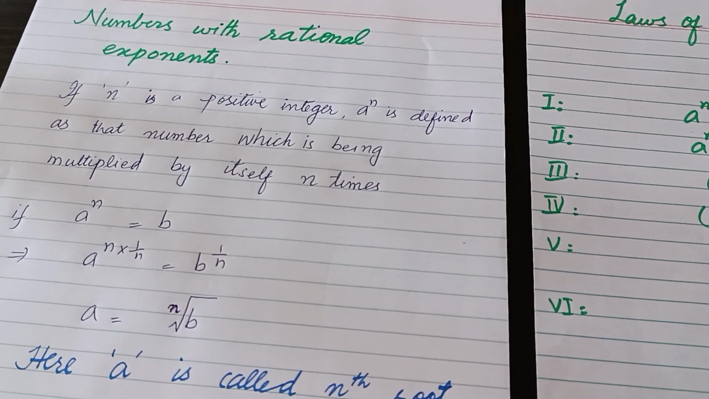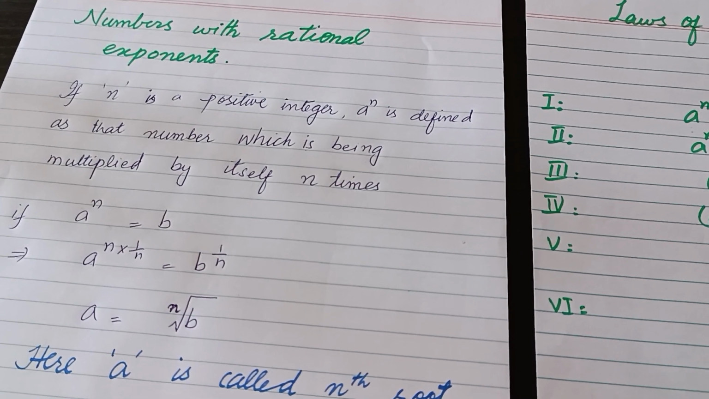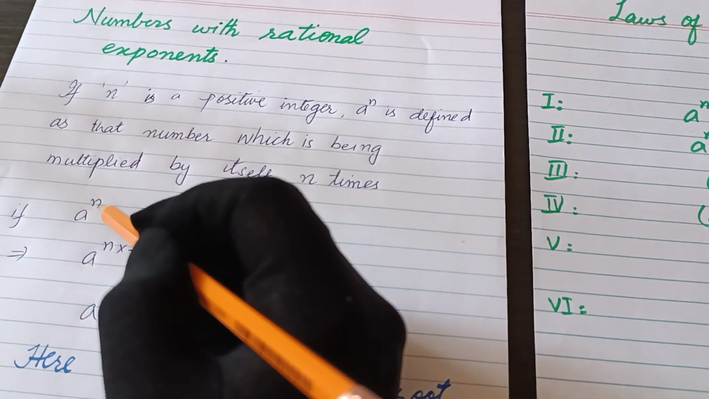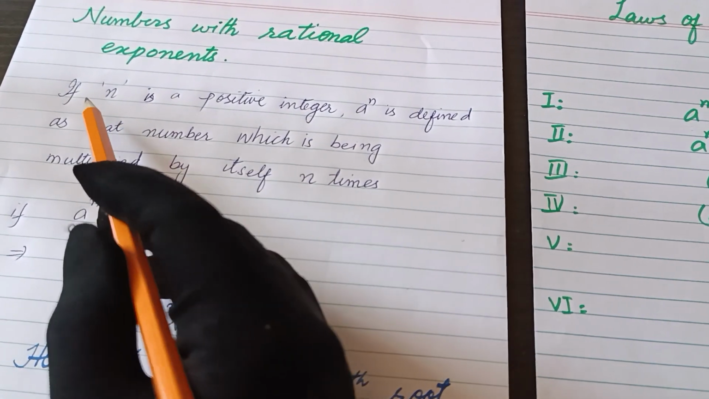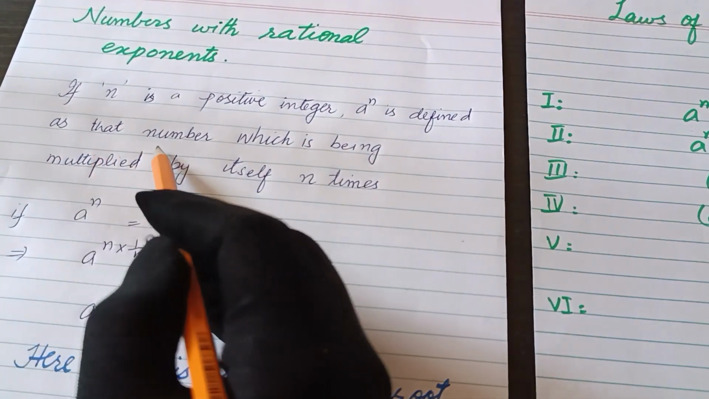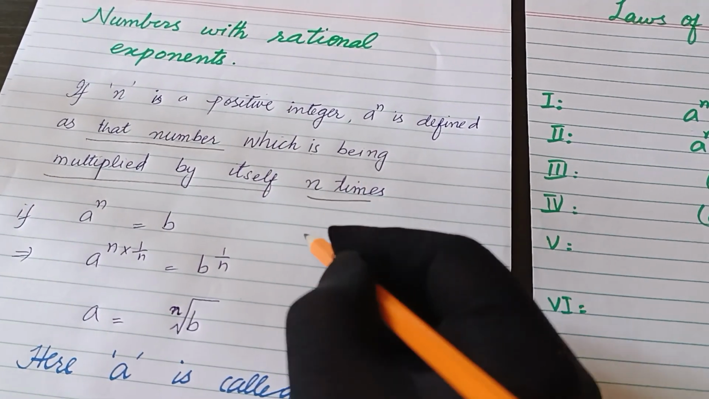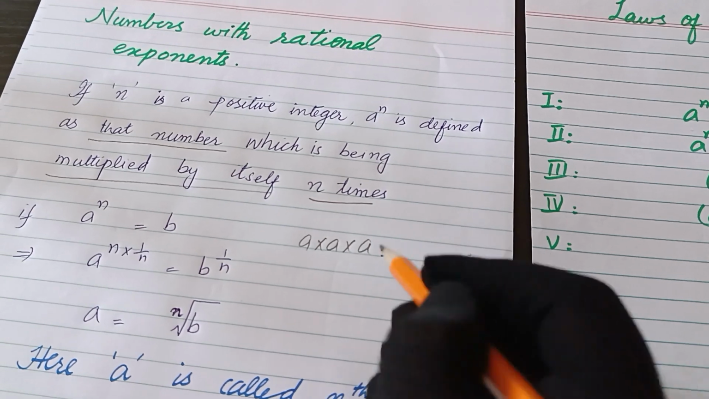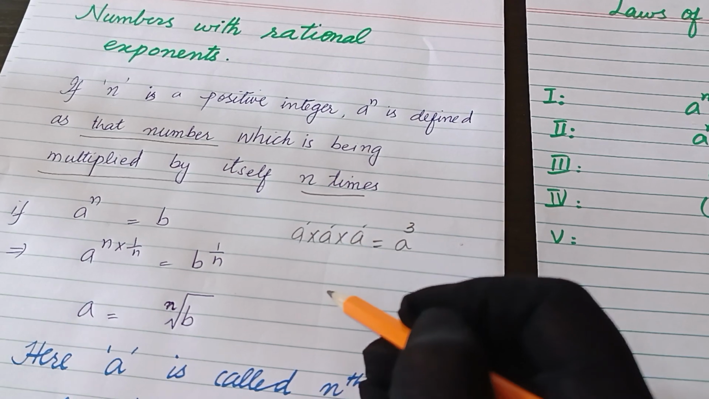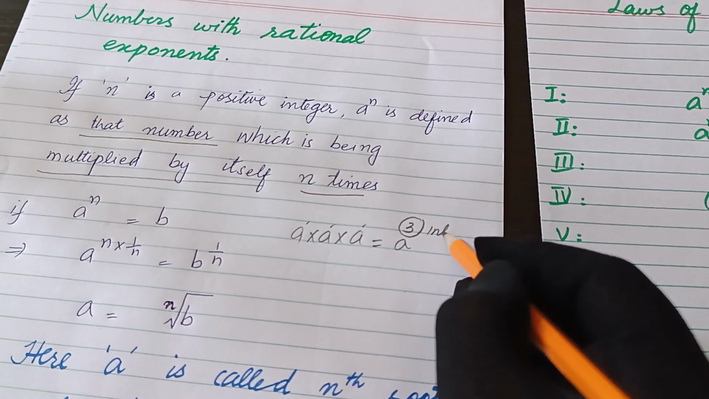Okay, next I want to explain about the number with the rational exponent. If the exponent is rational, how to solve these types of questions? But first I just want to revise the exponent again. If n is any positive integer, then a power n is defined as that number a being multiplied by itself n times. Like a is multiplying by itself how many times? 1, 2, 3. So it's a power 3 or a exponent 3. This is the exponent and it is an integer.